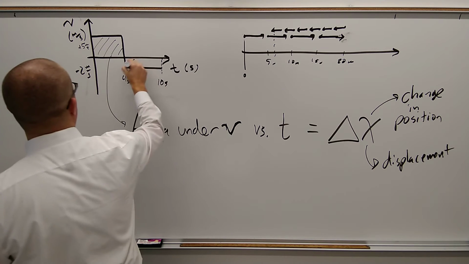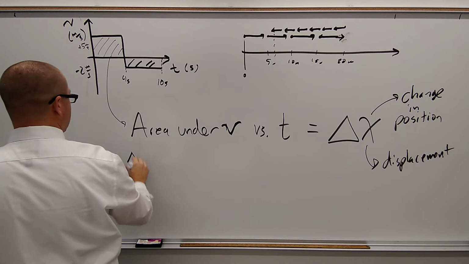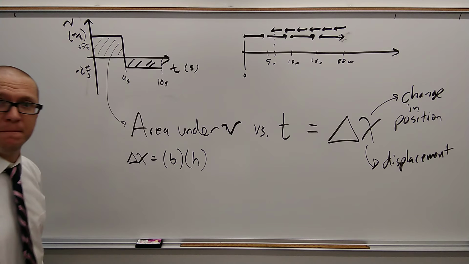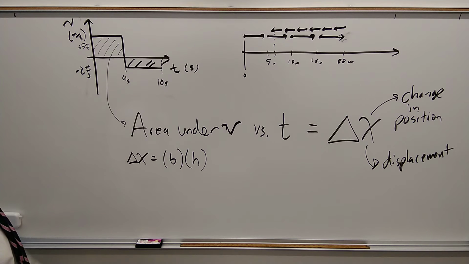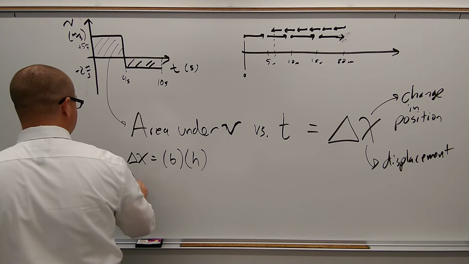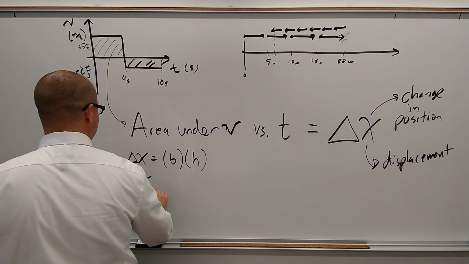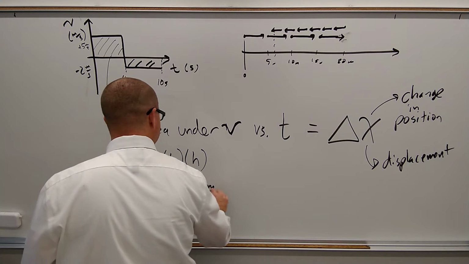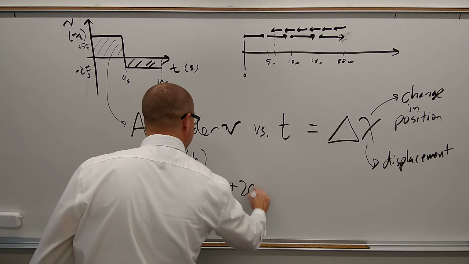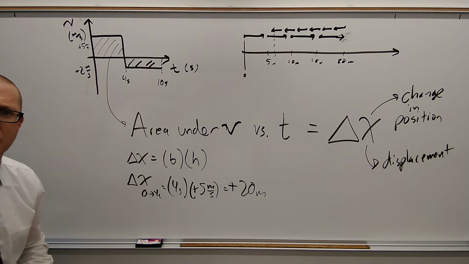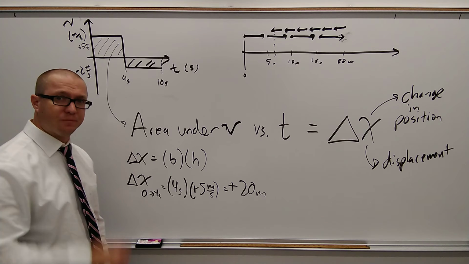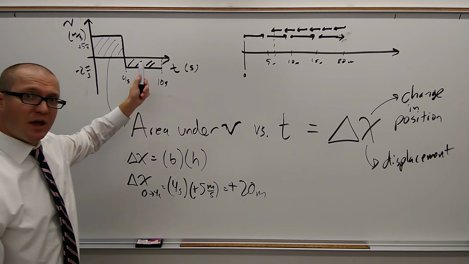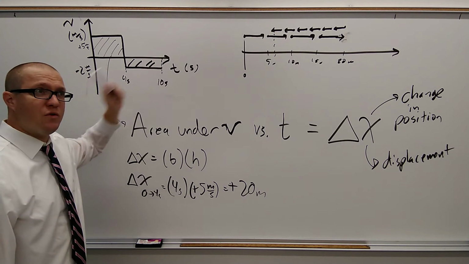So for the first 4 seconds, delta x is the area under this curve. It's the base times height. So delta x from 0 to 4 seconds is 4 seconds wide times positive 5 meters per second tall, equals positive 20 meters. Then for the second half of the motion, the area under the curve is indeed negative. It's okay. You can have a negative area under the curve. That means you're moving backwards.